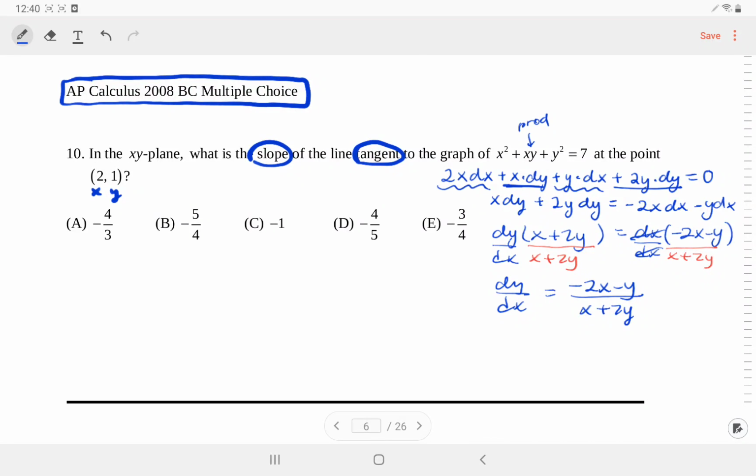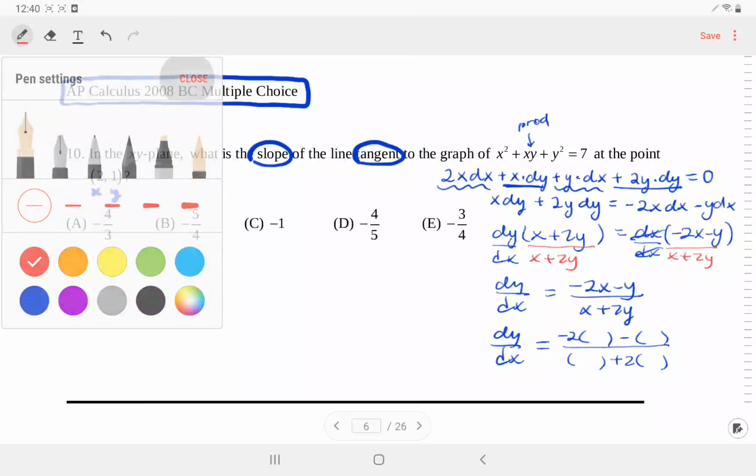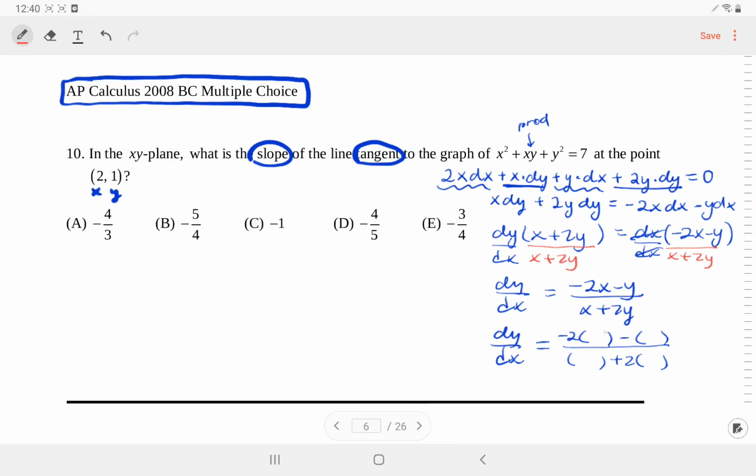And then they want the slope at the point 2, 1. So now we're going to substitute in. I remember doing a problem like this in class, and then you guys said I plugged in the letters in the wrong spot, so I need to be real careful. Okay, so x equals 2. It's going to go where the x's are. And then it says y equals 1. I'm going to put that where the y's are. Okay, so let's not make that error. So this is negative 4 minus 1 over 2 plus 2, negative 5 over 4. So negative 5 over 4 looks like B.